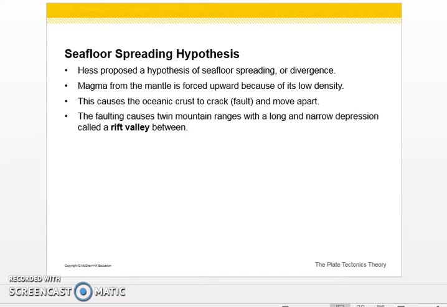Hess proposed a hypothesis of seafloor spreading, or divergence, to divert, to move away from. Magma from the mantle is forced upward because of its low density. This causes the oceanic crust to crack or fault and then move apart. The faulting causes twin mountain ranges with a long and narrow depression called a rift valley in between them.